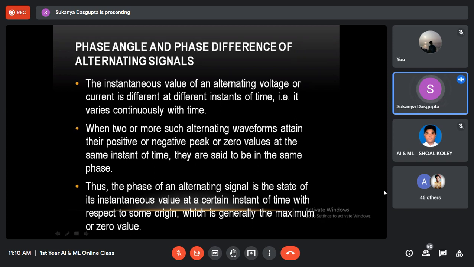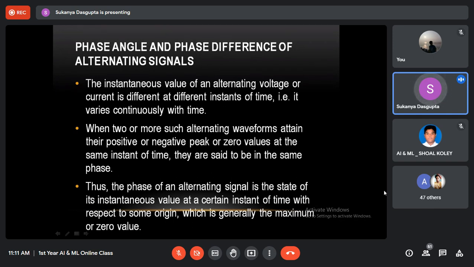How the two signals are related will be clearly understood by the phase difference quantity. Now, the instantaneous value of an alternating voltage or current is different at different instants of time. That means it varies continuously with time. It is not discrete. It's a continuous signal. So at different instants, we'll get different magnitudes. But if we combine those magnitudes, we'll get a continuous alternating signal.